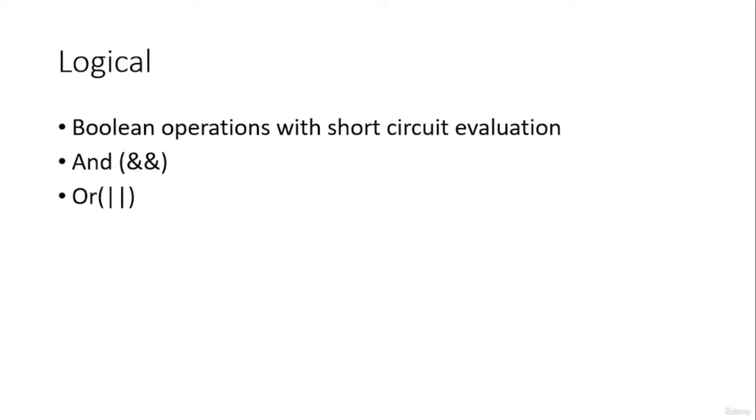The next thing is the logical operator. Logical operators are similar to Boolean operations. The difference is that the evaluation is based on short circuit. For example, if there are two conditions in the expression and the first condition is a success, then the second condition will not be evaluated. But in the case of Boolean operators, both conditions will be evaluated. In the case of logical operators, only if the first condition fails, the next condition will be skipped.